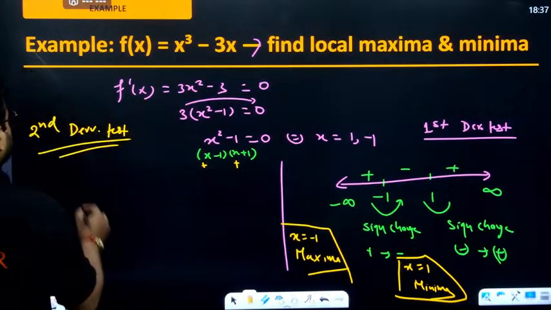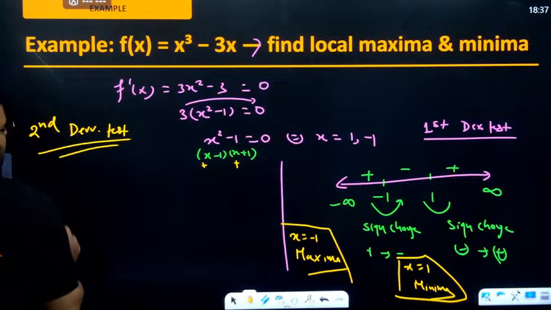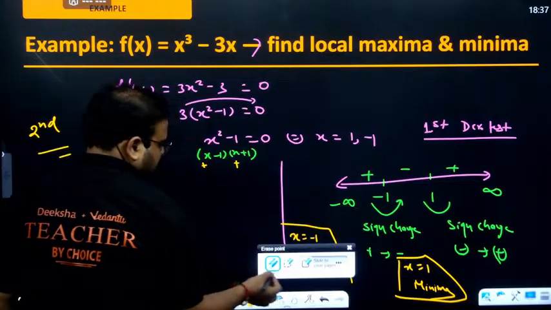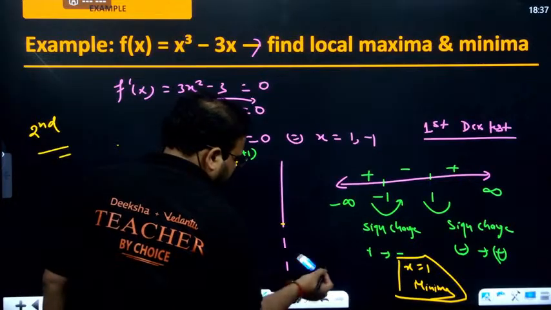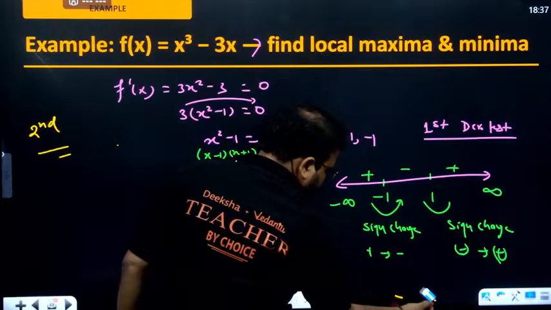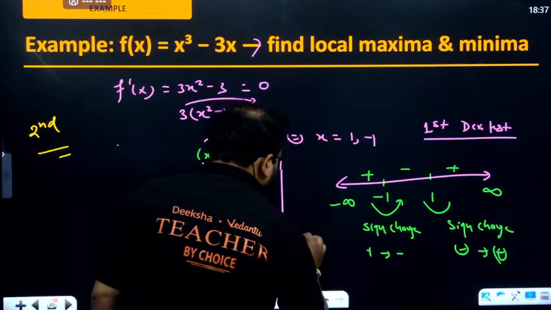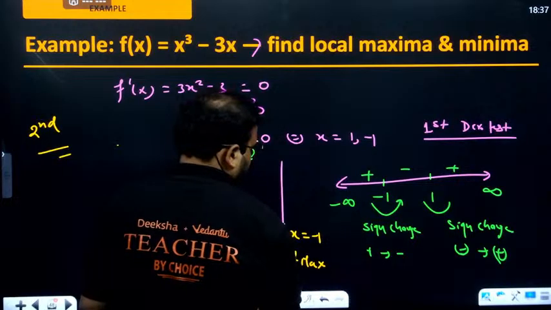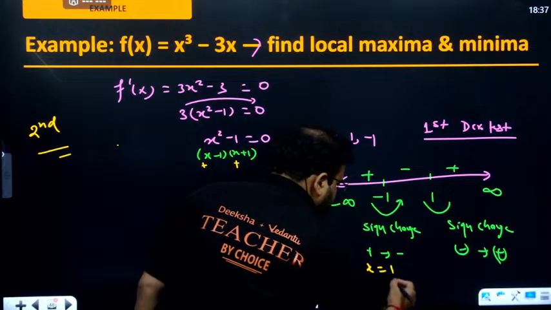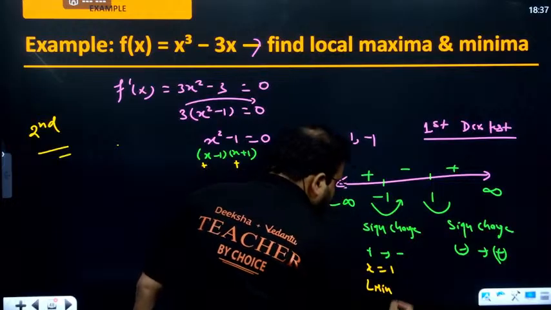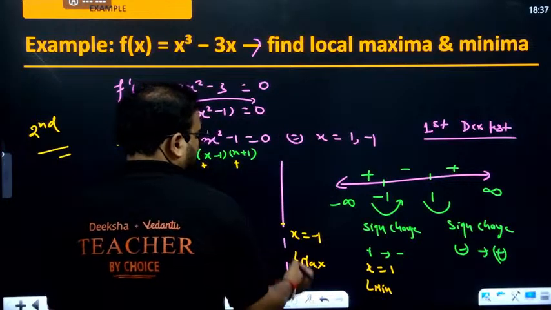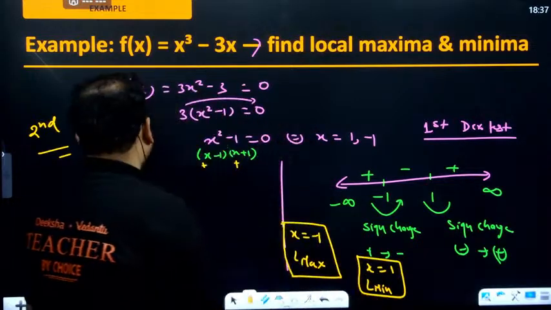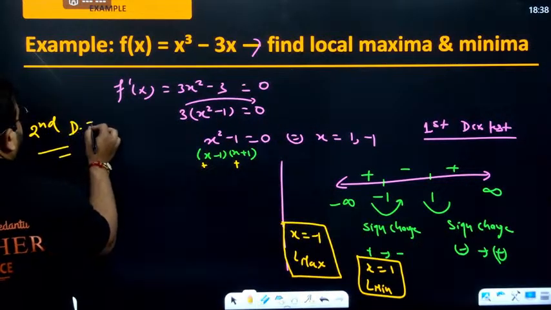Look at this, the second derivative test. One second, let me just write it better. It doesn't look good and is not clear actually. So x equals minus 1 is the point of local maxima, and x equals plus 1 is the point of local minima. L min, L max. Second derivative test.